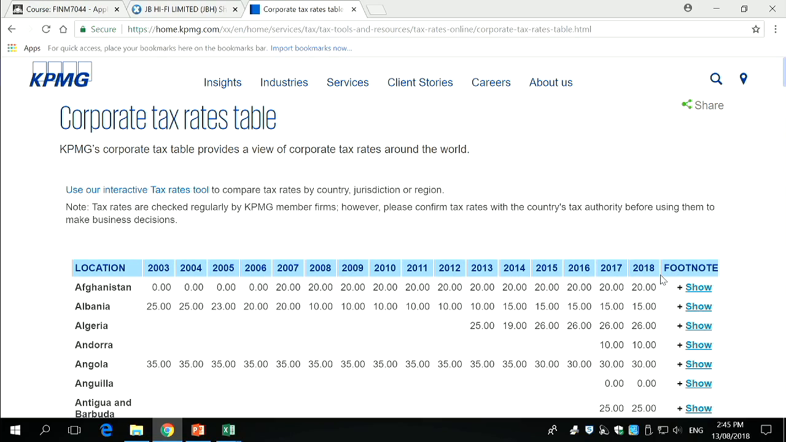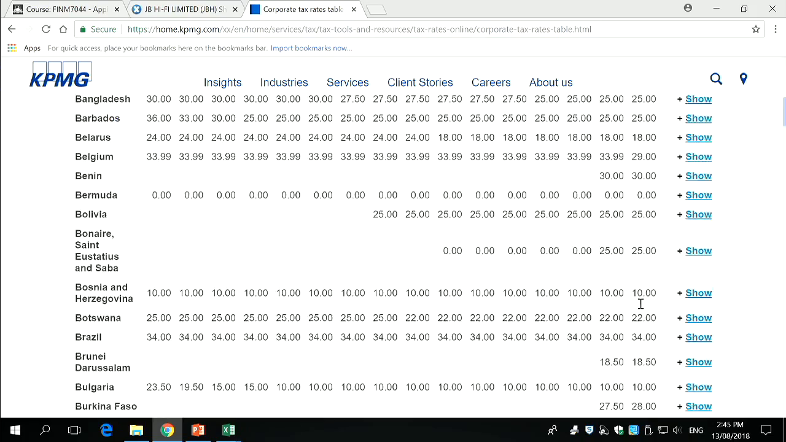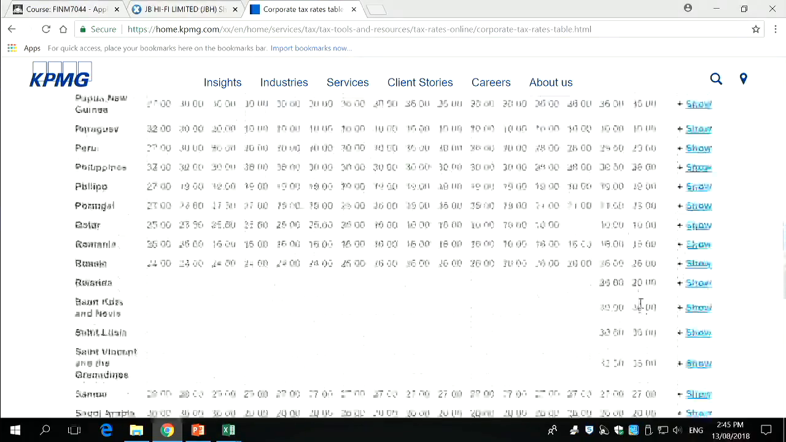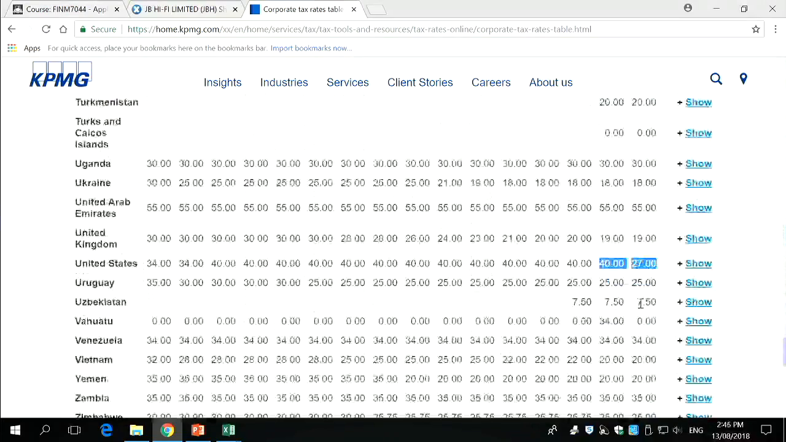So whatever country you're valuing in, obviously use the tax rate of that country. A good question would be, what if the company does half the business in the US and half in Australia? Do I use 30% or do I use whatever they reduced it to, 27 for the Americans? So do I use 30 or do I use 27? It's a good question.